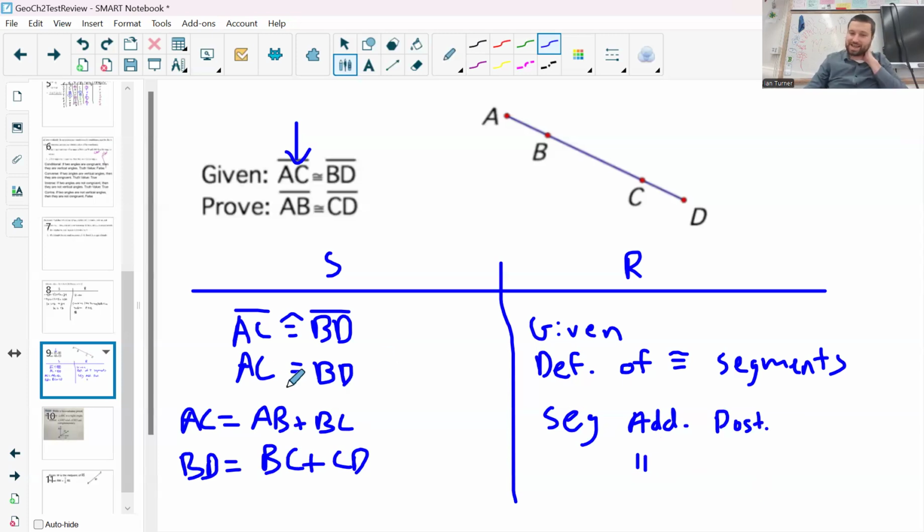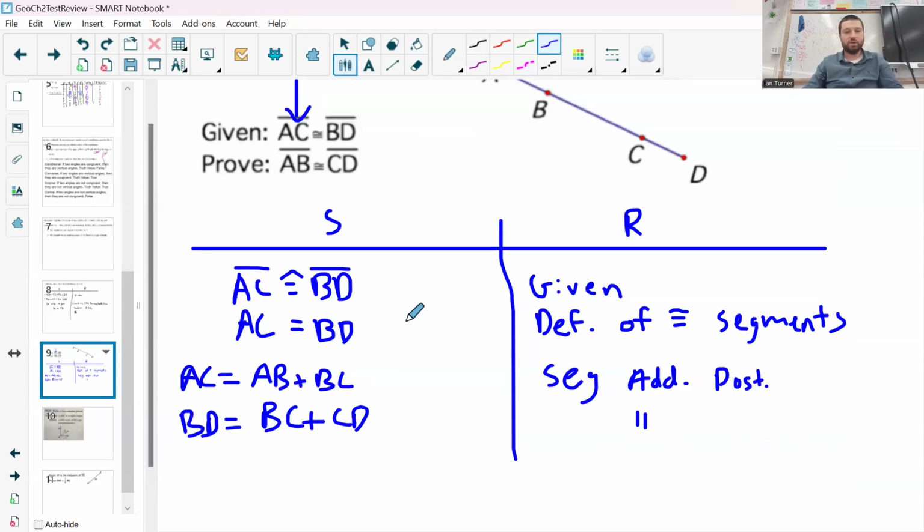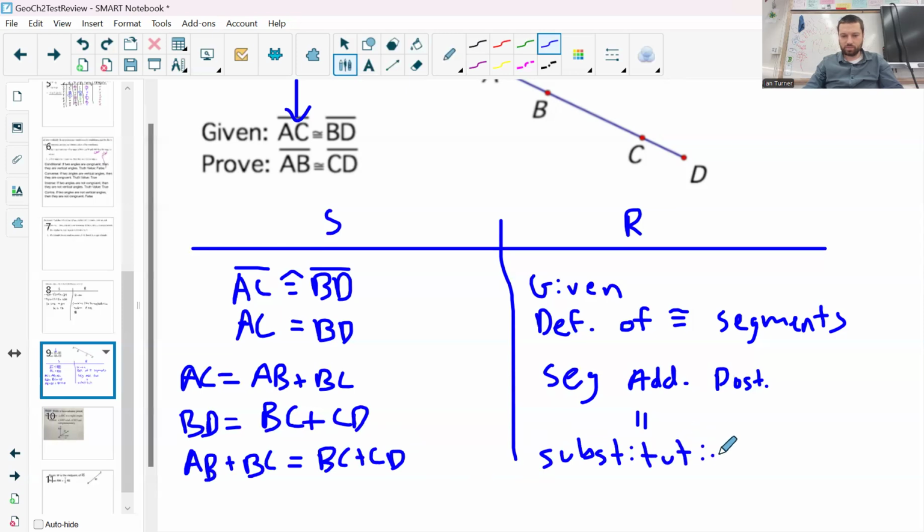Okay, and now we said these guys were equal. Okay, we said these guys were equal right off the bat. So since they're equal, we can set them equal to each other. Crazy, I know, crazy. So we're going to say AB plus BC equals BC plus CD. Okay, and that was substitution. Also, if you said transitive property, I would take that. Okay. So substitution there.